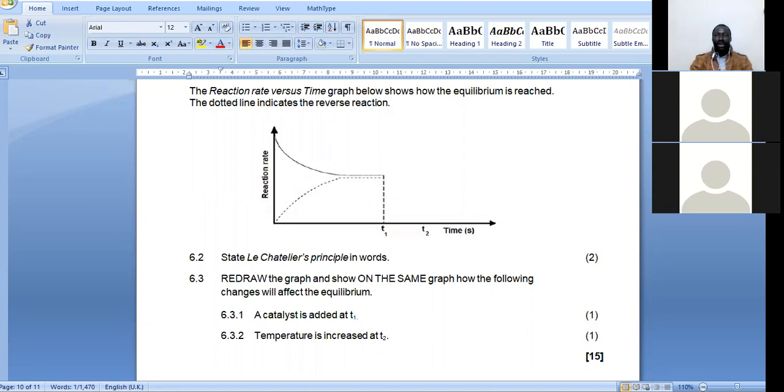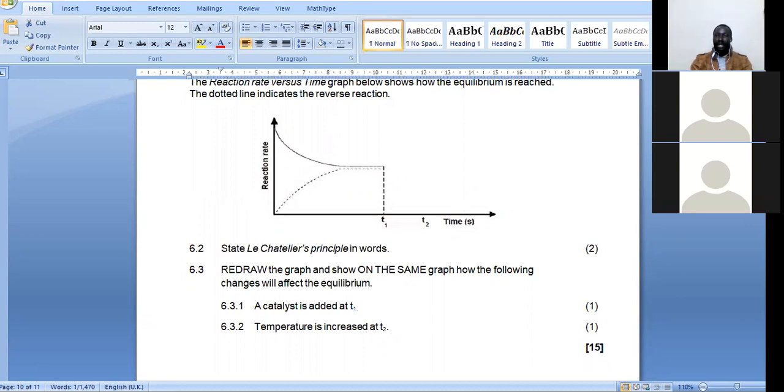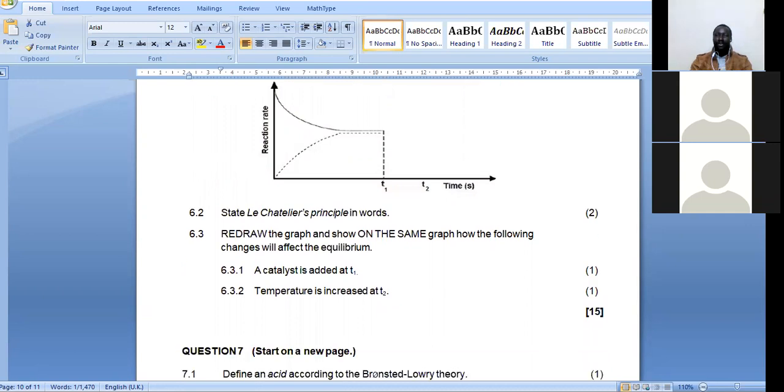One method may be so long, or one method may be difficult for you to understand. So you have to stick to what is easy for you to understand, okay? You have to stick to what is easy for you to understand. You use the method that you understand.